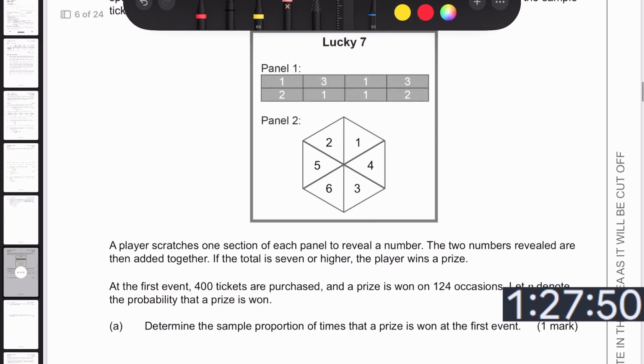A player scratches one section after every number. The 2 numbers revealed are then added together. If the total is 7 or higher, the player wins a prize. At the first event, 400 tickets are purchased and a prize is won in 124 locations. Let P denote the probability that a prize is won.